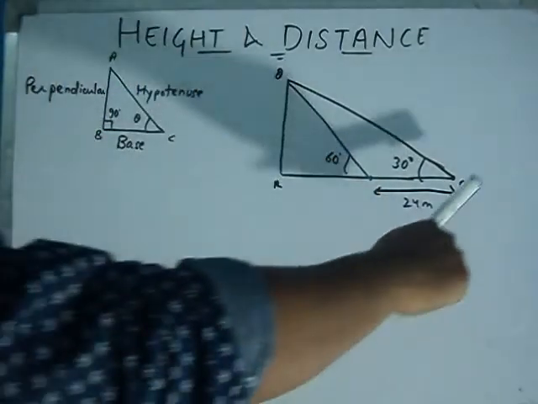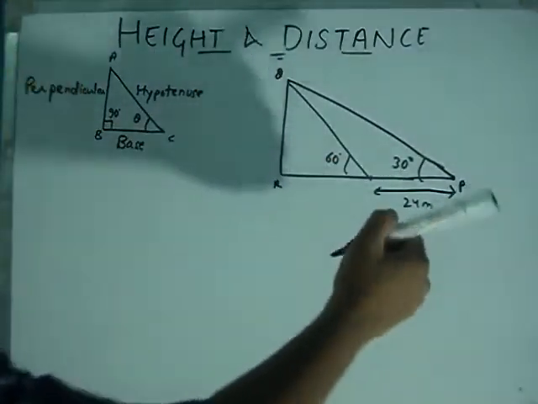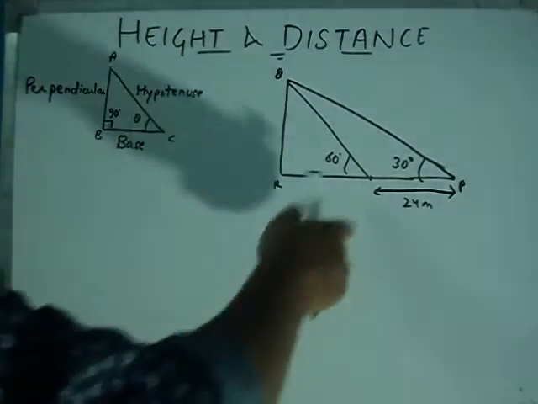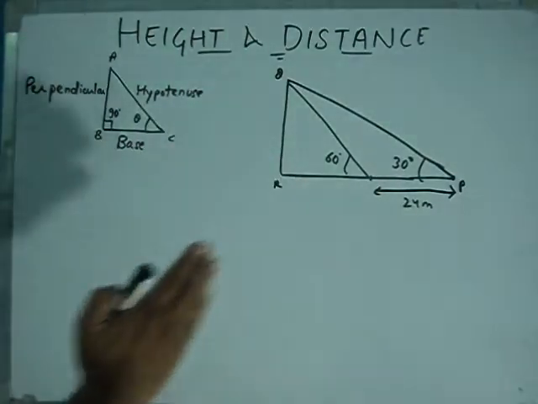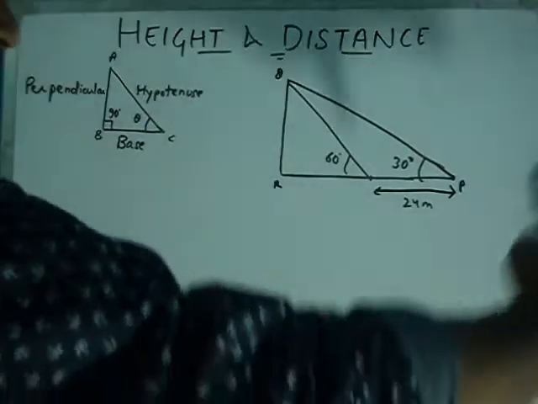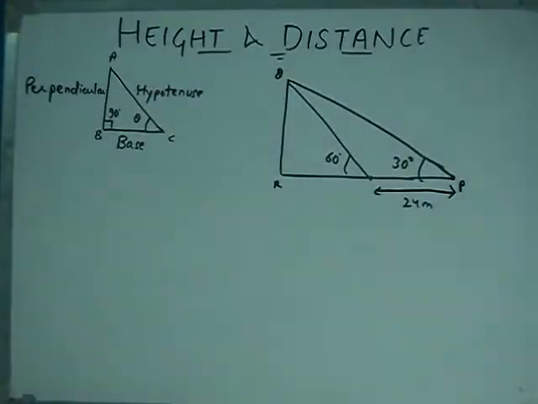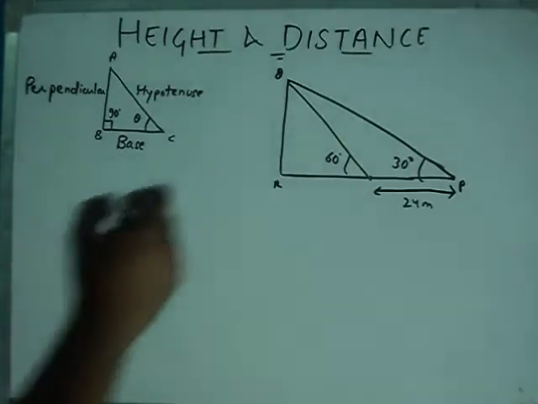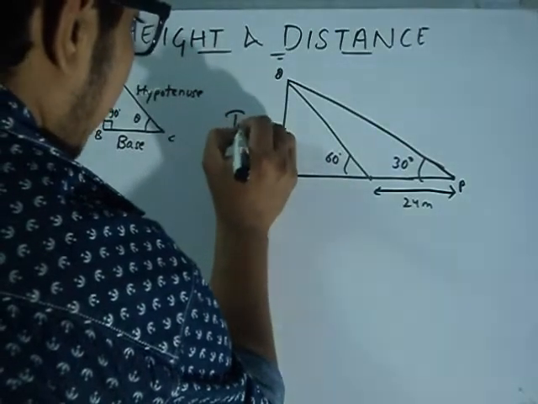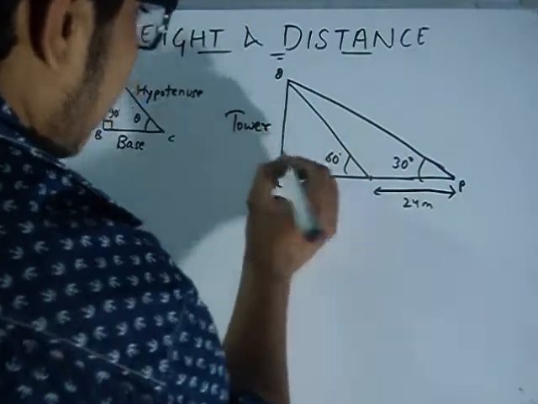If we are moving from one point toward the tower, the angle of elevation is increasing, and when we are going away from the tower, the angle of elevation is decreasing. The same is true in the case of angle of depression. So what is being asked is that we have to find the tower length, and we have these parameters.